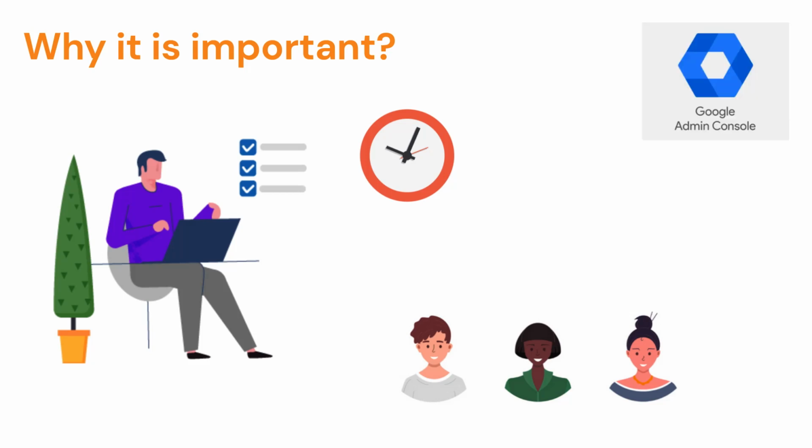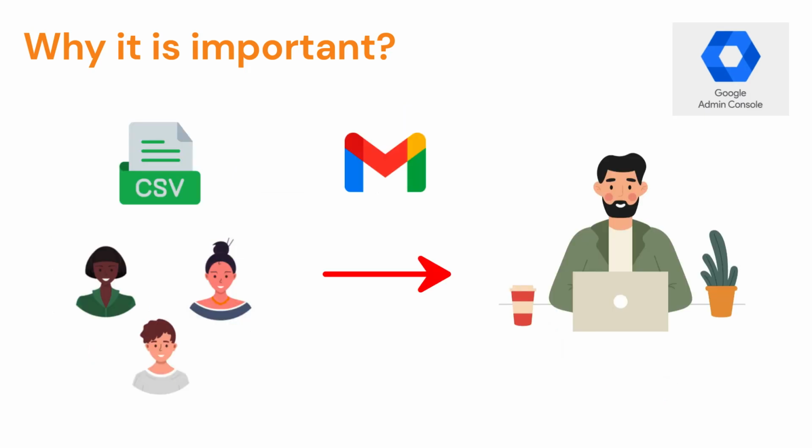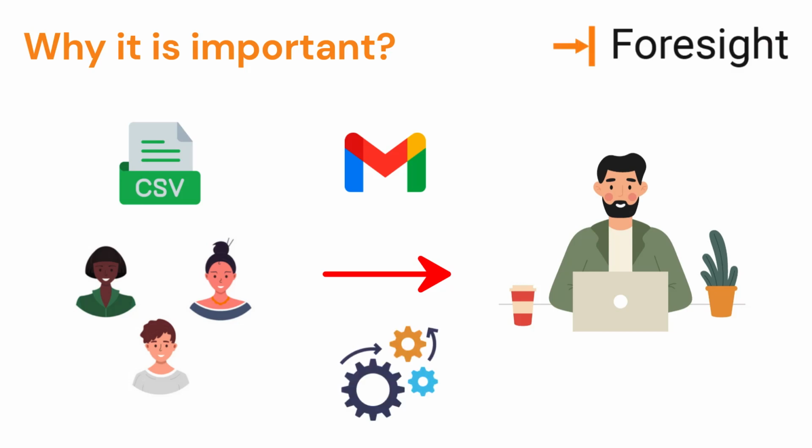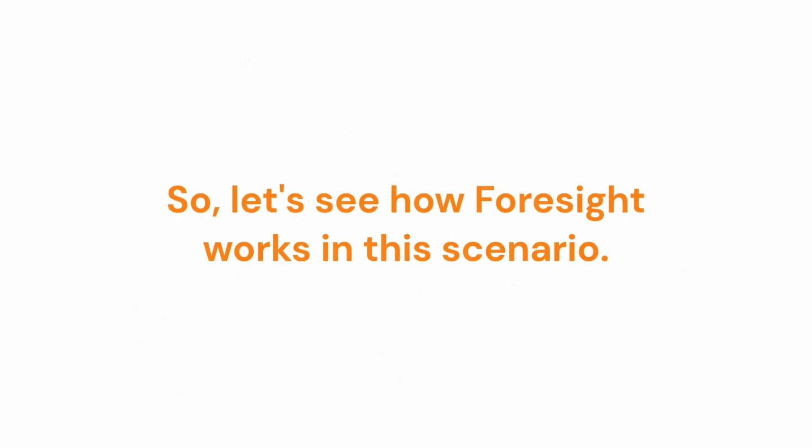Although Google Admin has the feature to export the active or suspended users, it doesn't provide automation. For example, if you want to email this CSV file, you need to do it manually. While in Foresight, we'll export the users and send the list to the manager at the same time. So, let's see how Foresight works in this scenario.